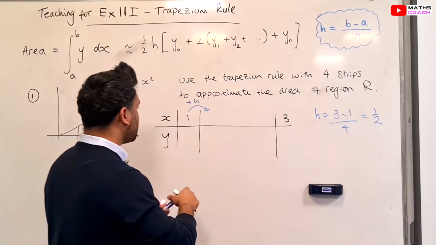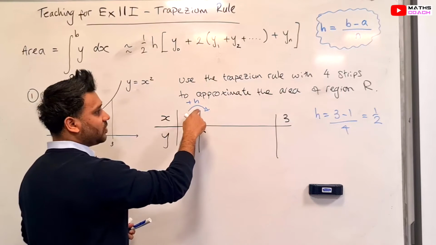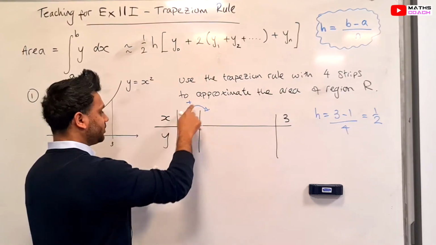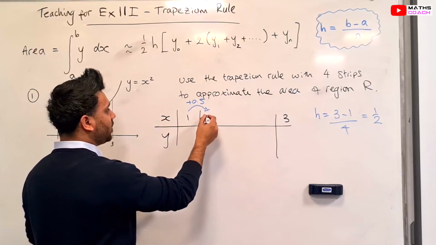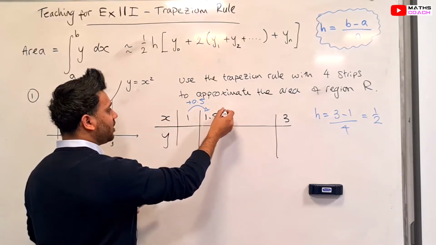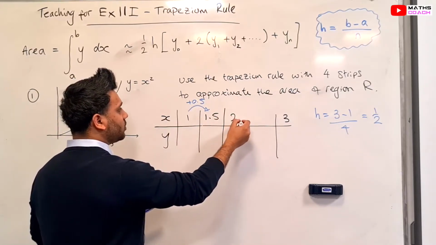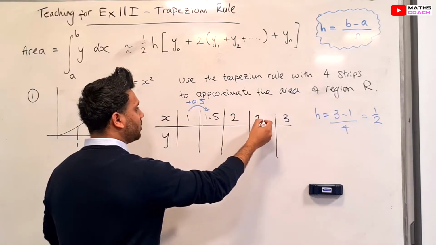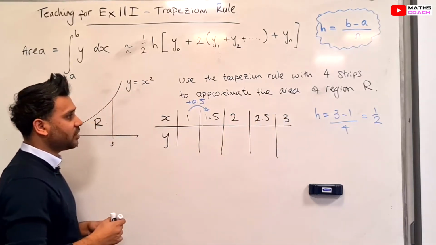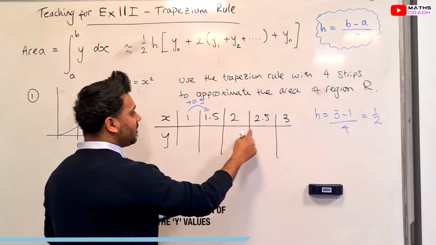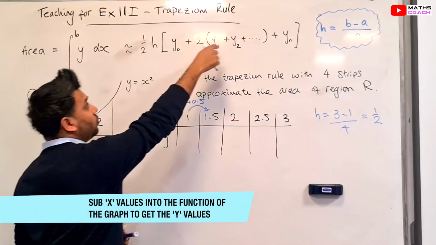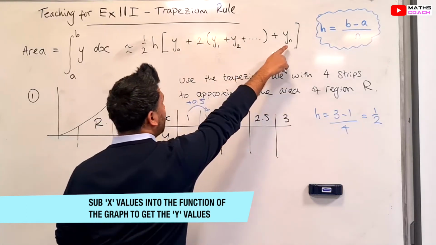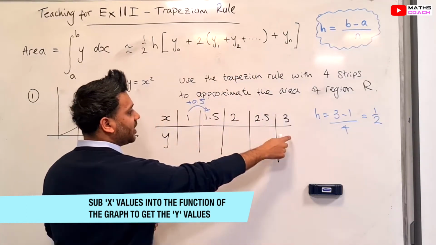So our first x value is 1, plus on the height, which is a half. So the second x value would be 1.5. Therefore, the third one will be 2. And we have 2.5, and then we have 3. The corresponding y values are basically the y values that we have in the formula here. So y0 all the way to yn are the corresponding y values here.